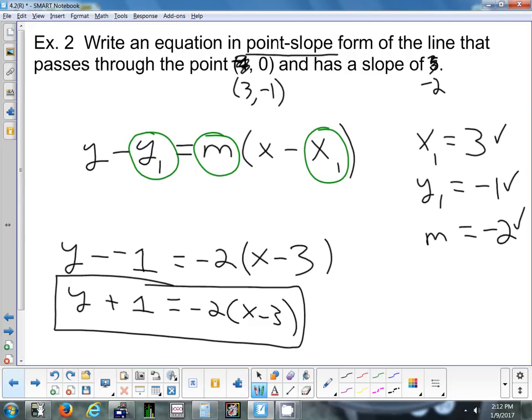What form did it say to leave it in? Point slope. Is point slope the one that's y is by itself? No. The one that y is by itself, what's that one called? Slope-intercept. So this is fine. It did not say to get y by itself. Okay? That is point slope. That's it. Any questions on what we did there?